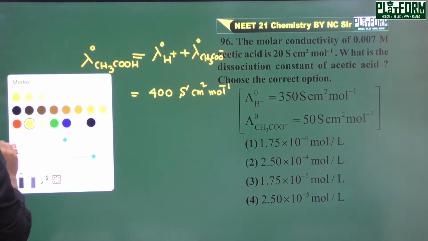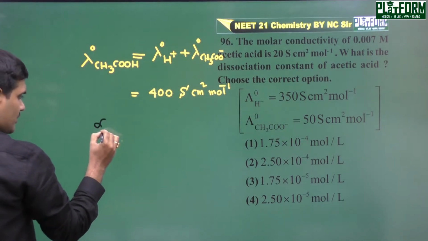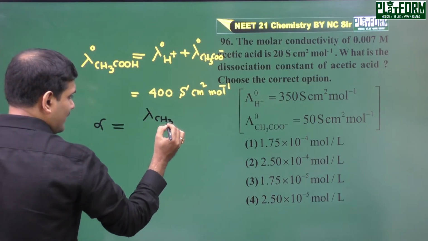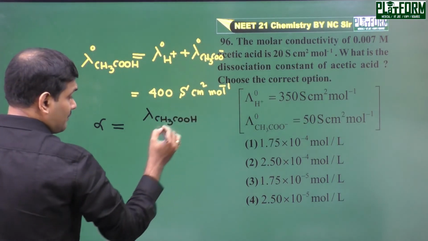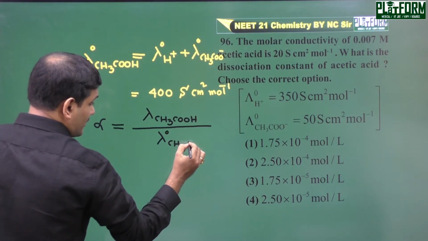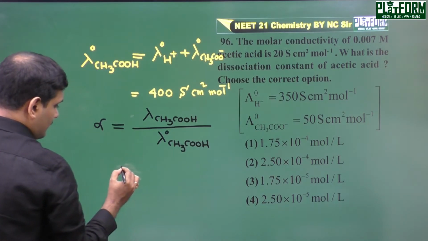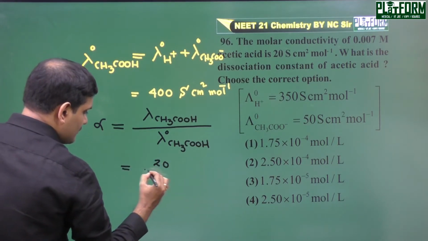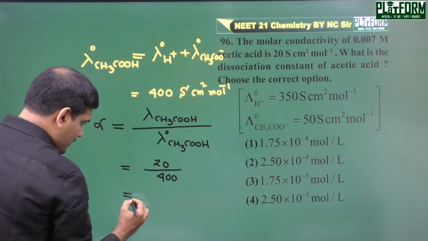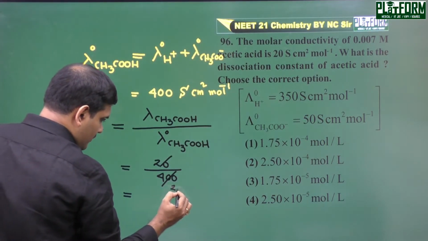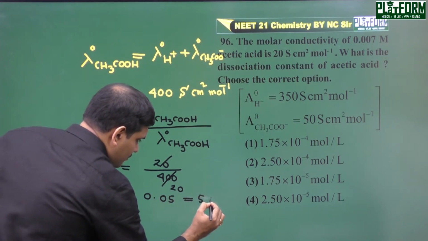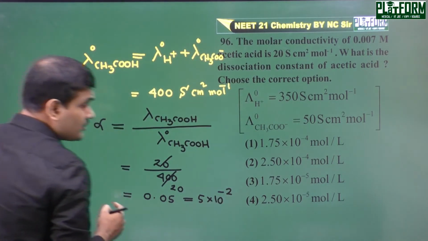Now the degree of dissociation, I can write the degree of dissociation alpha. It is nothing but the lambda value of acetic acid at any finite concentration here given divided by lambda 0, that is molar conductance of acetic acid at infinite dilution. The values are given, it is 20, it is 400, and if we find out this result, no doubt it is 1 by 20. 1 by 20 means it will be 0.05. So I can write it is 5 into 10 to the power minus 2. Now this is the degree of dissociation.